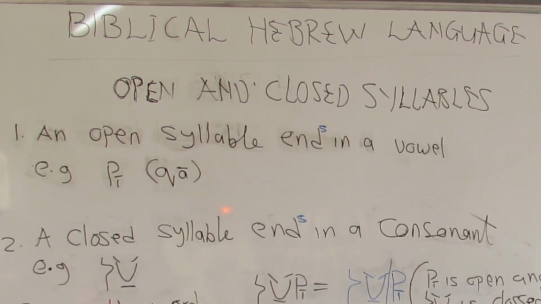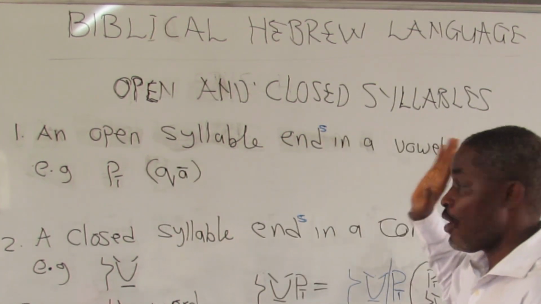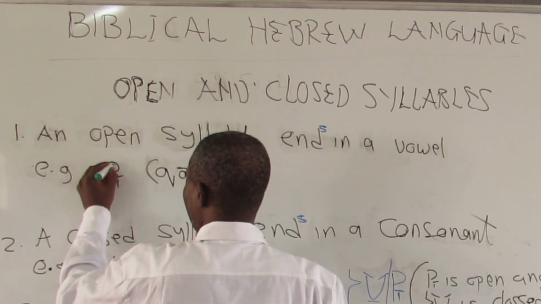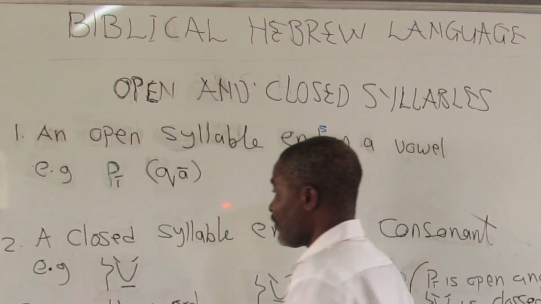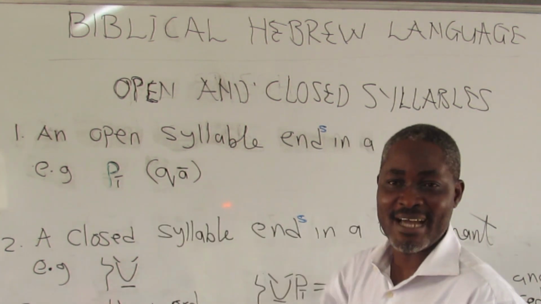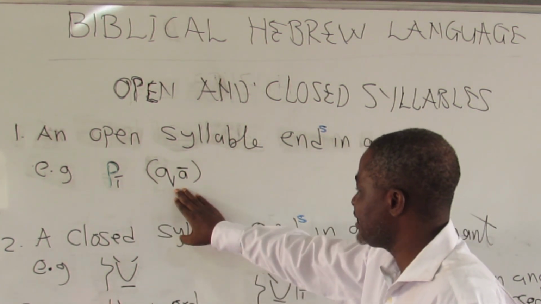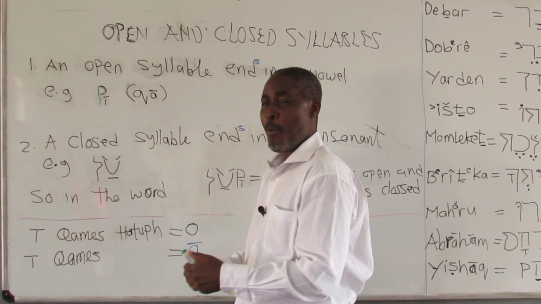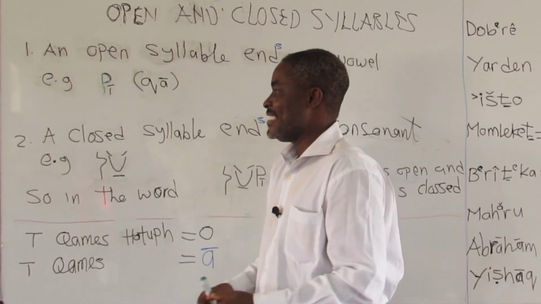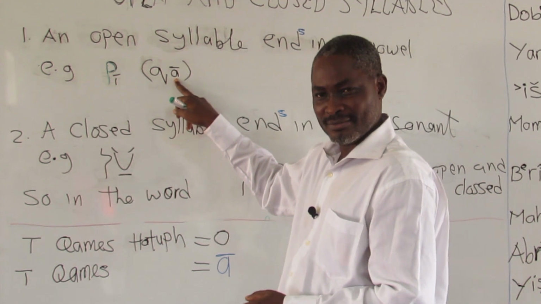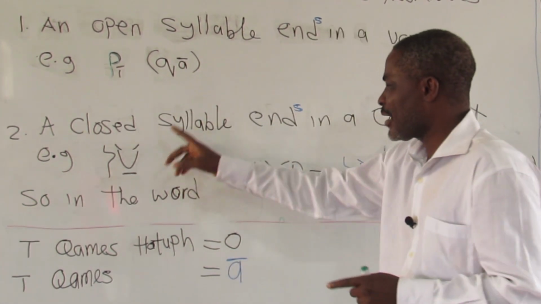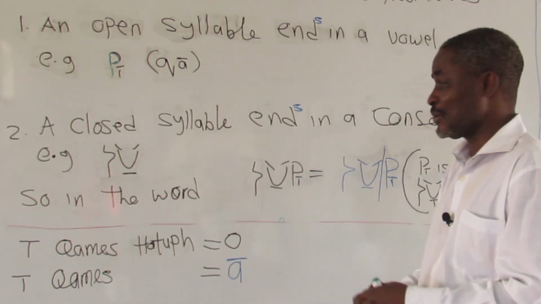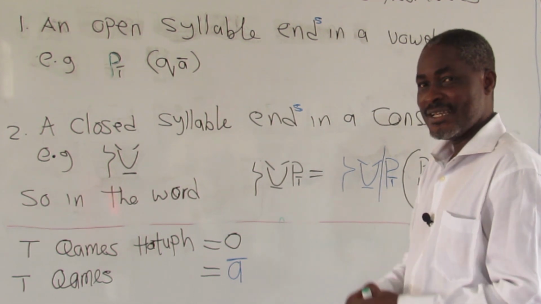So whenever an open syllable ends in a vowel, for example, you have the word ka. You have kata. Now, this is a Qof and an A, because it's ka, that is an open syllable. Nothing is blocking, so it ends in a vowel. So that is an open syllable. But a closed syllable ends in a consonant.